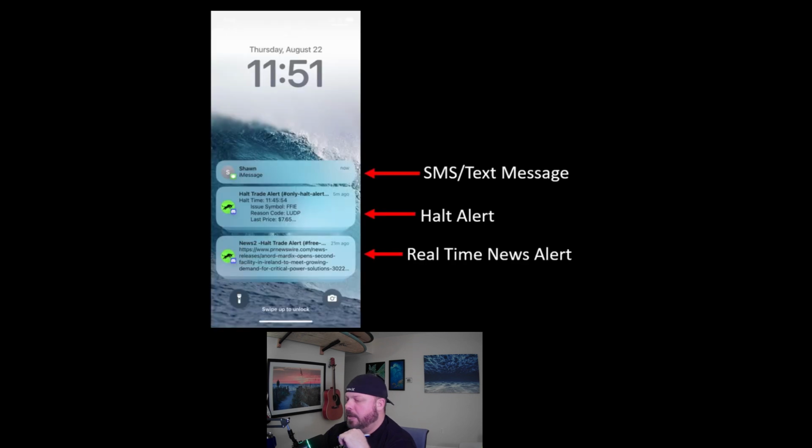Check this out. So this is what the text alert will look like, or the halt alert. The first one in this example, the top, shows it's a text, and then the next two are from the Halt Trade Alert Discord server. You can see the middle one is the actual halt alert with preview on, and the bottom one is a real-time news catalyst alert.